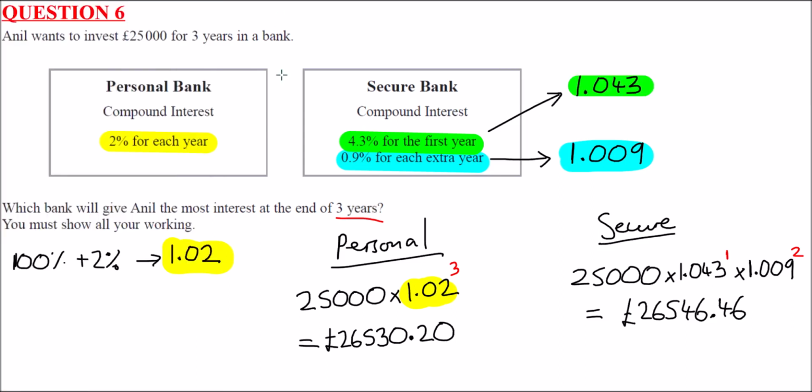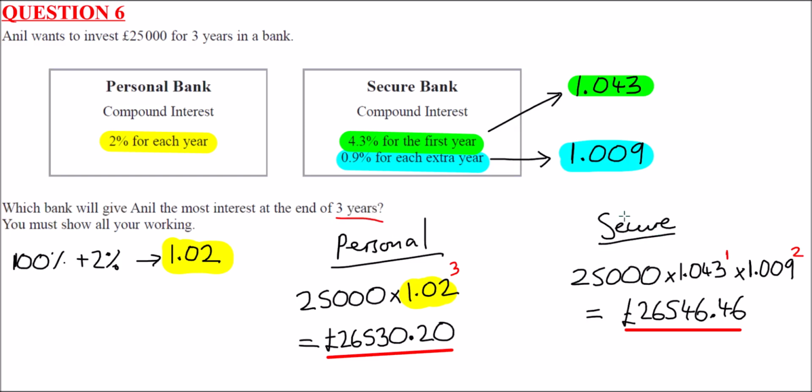Now it's just a case of comparing these two totals. Which one's better, which one's bigger? All we need to answer here is which bank gives him the most interest at the end of 3 years. Well, we start with the same amount in each bank, so the one that gives him the most interest is just going to be the one which has the highest overall total at the end of these 3 years. We can see here that this personal bank account, which has 26,530, is a bit less than this one, which is 26,546. This has got an extra about £16 in this account. Therefore, this secure bank gives him the most interest.